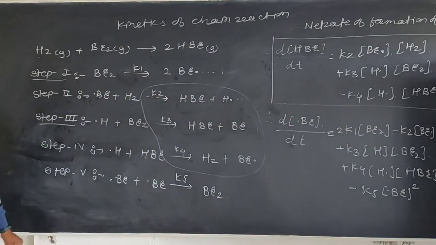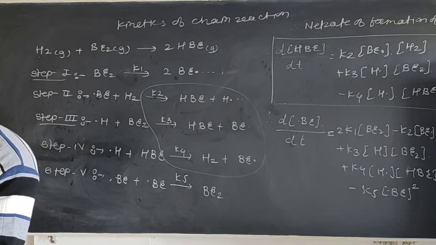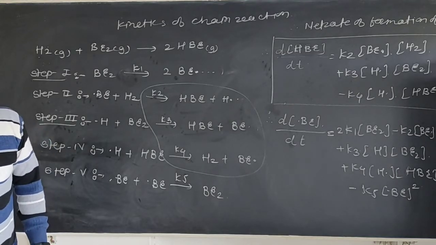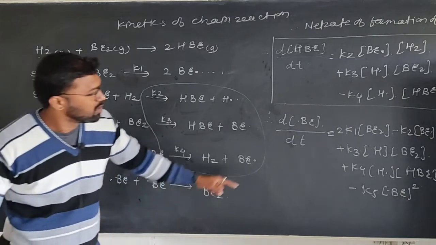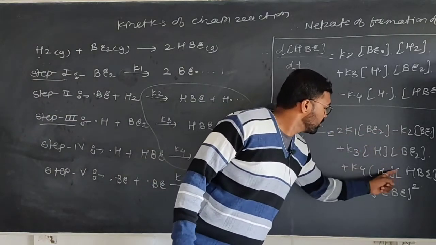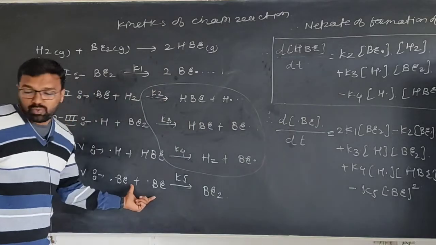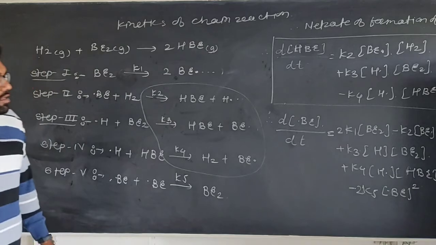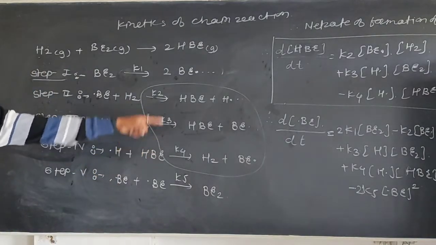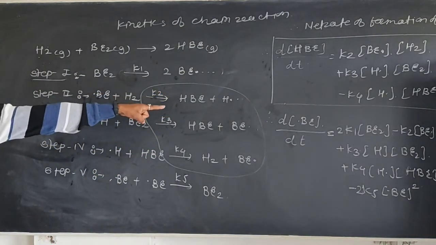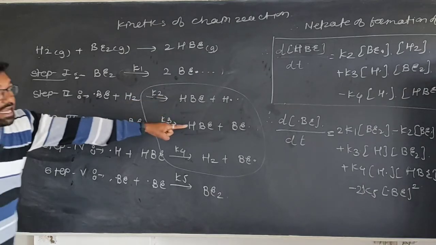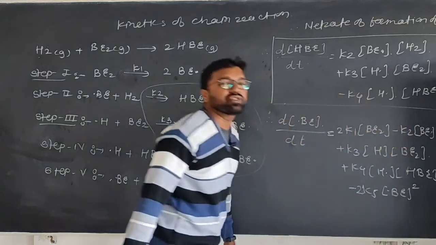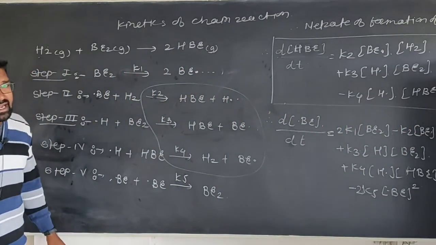Why squared? Because two bromine radicals are formed, in steps 3, 4 and 5, and here two bromine radicals, therefore twice K5. This is the concentration. The net rate of formation of bromine is equal to 0, because of the steady state approximation.